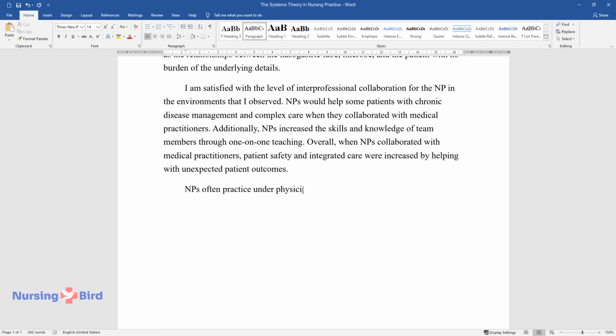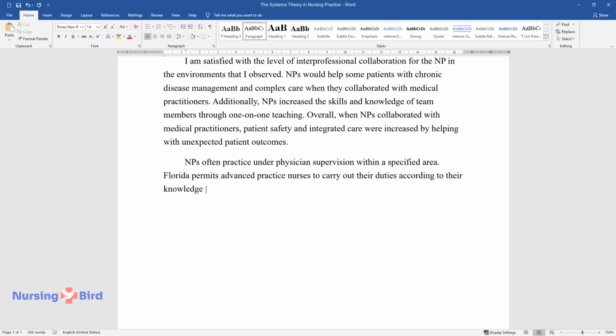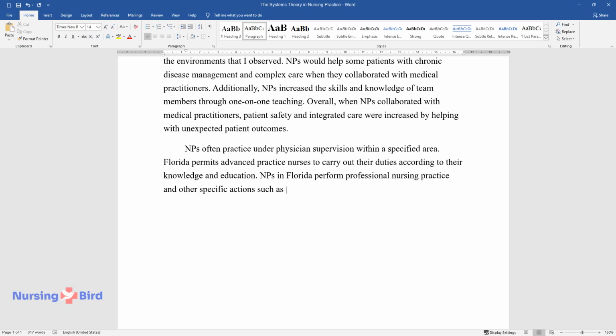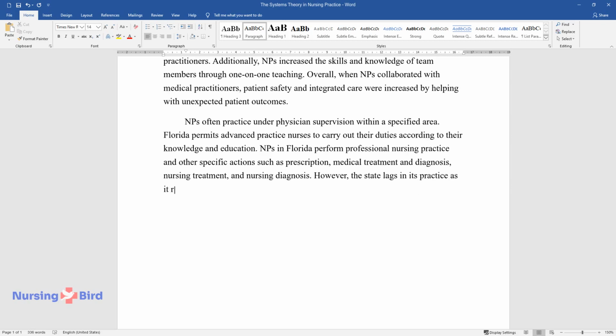NPs often practice under physician supervision within a specified area. Florida permits advanced practice nurses to carry out their duties according to their knowledge and education. NPs in Florida perform professional nursing practice and other specific actions, such as prescription, medical treatment and diagnosis, nursing treatment, and nursing diagnosis. However, the state lags in its practice as it restricts NPs from practicing, which makes them underutilized.